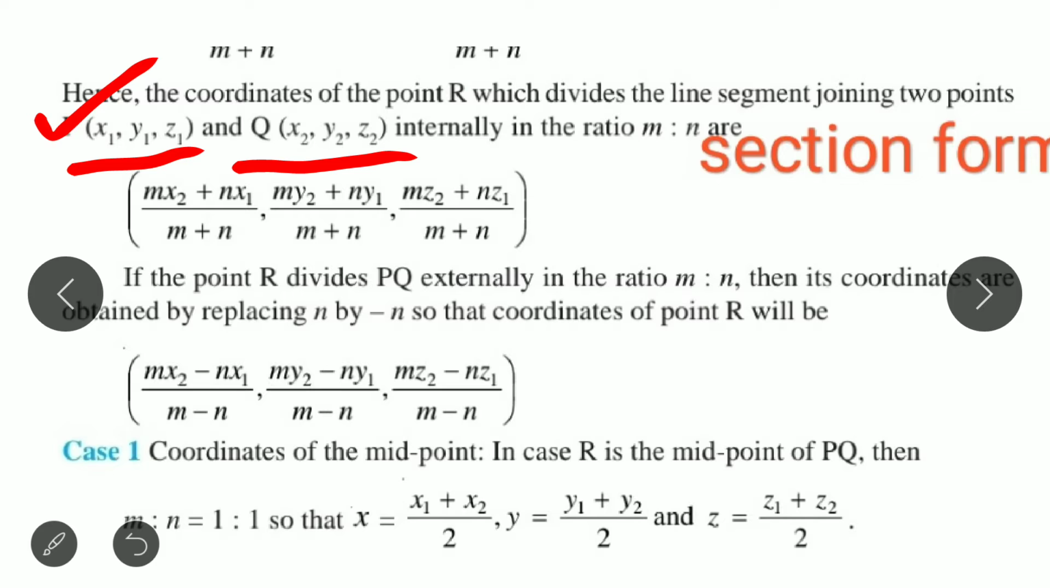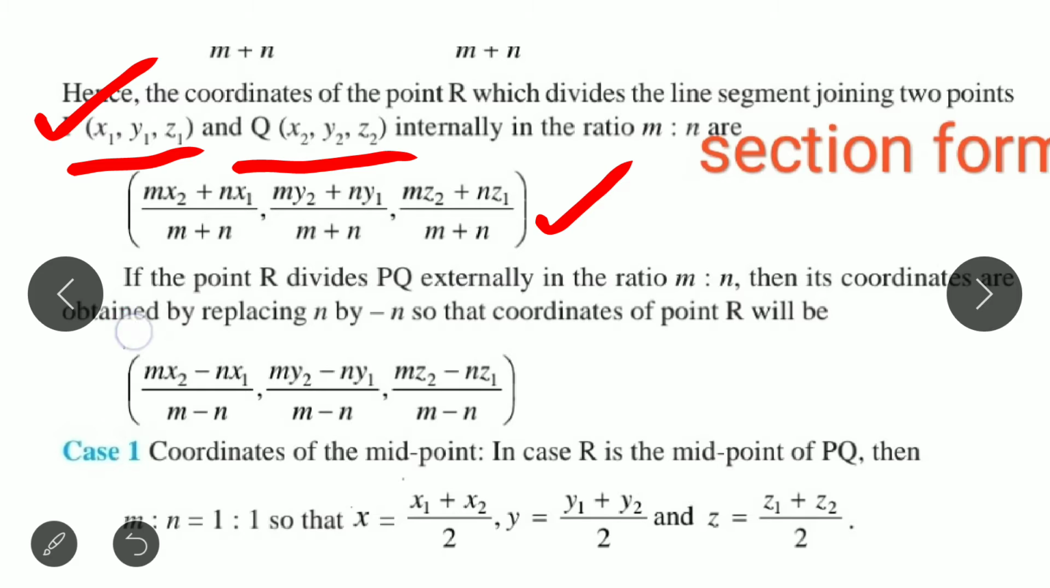The x coordinate is (mx2 plus nx1) divided by (m plus n), comma, the y coordinate is (my2 plus ny1) divided by (m plus n), and one more additional, the z coordinate is (mz2 plus nz1) divided by (m plus n). So this is the internal division formula.